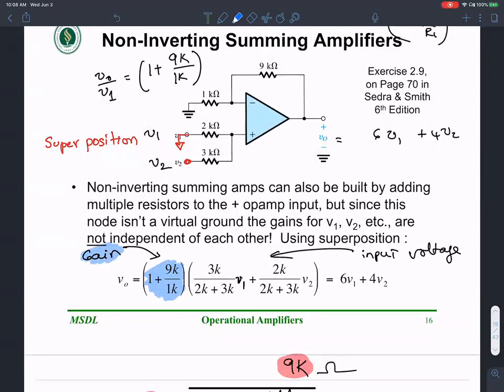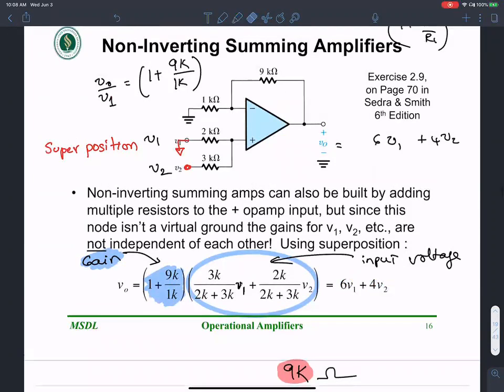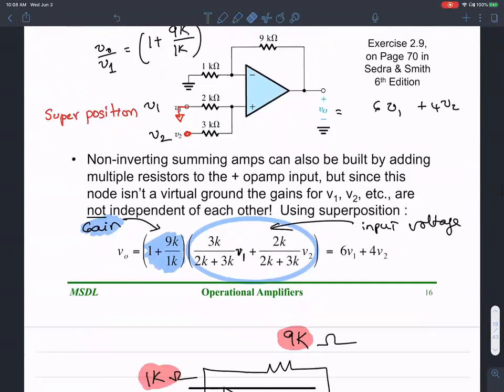Okay, and then this is the effective voltage on the positive input. That times the gain gives you the output voltage. So in effect, what we have is V1 is amplified 6 times, V2 is amplified 4 times, and there's the positive term. So here is a summing non-inverting amplifier. Okay, all of this we discussed in the last class.